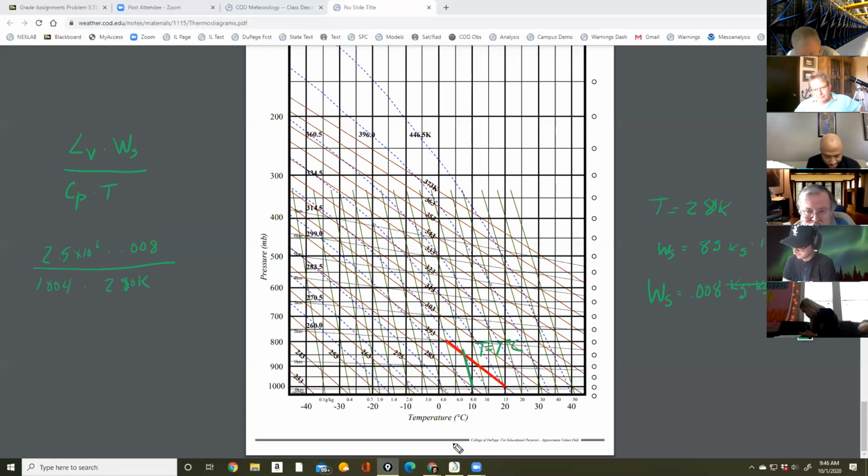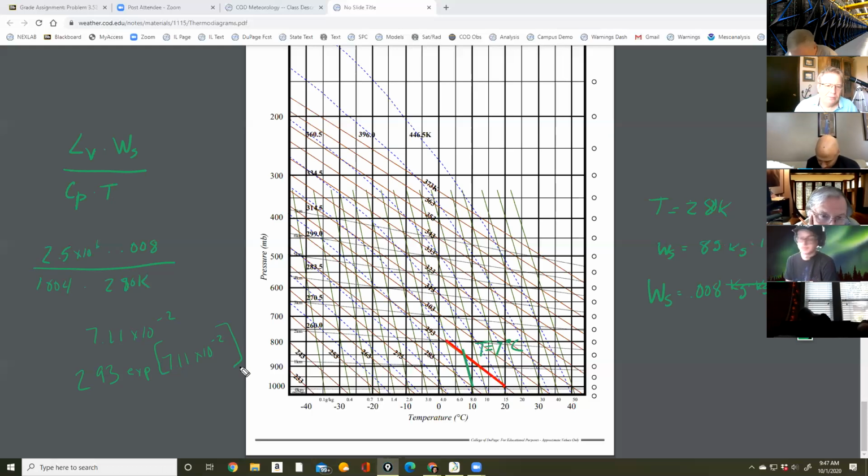I got 7.11 times 10 to the minus 2. Right. So then I take theta, which was 293, to the exponent 7.11 times 10 to the minus 2. I get 314.6.